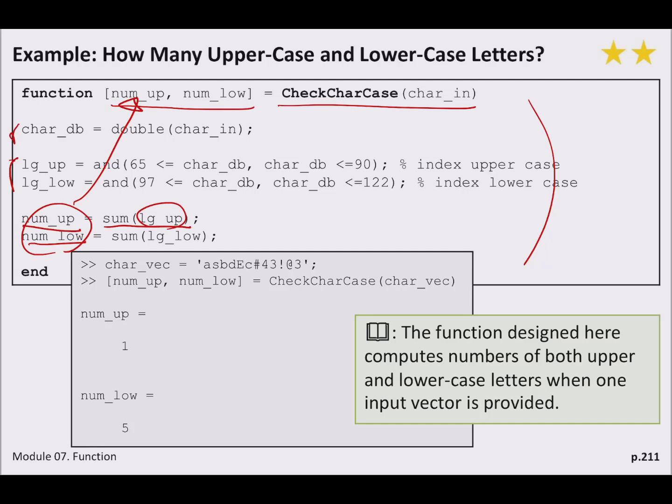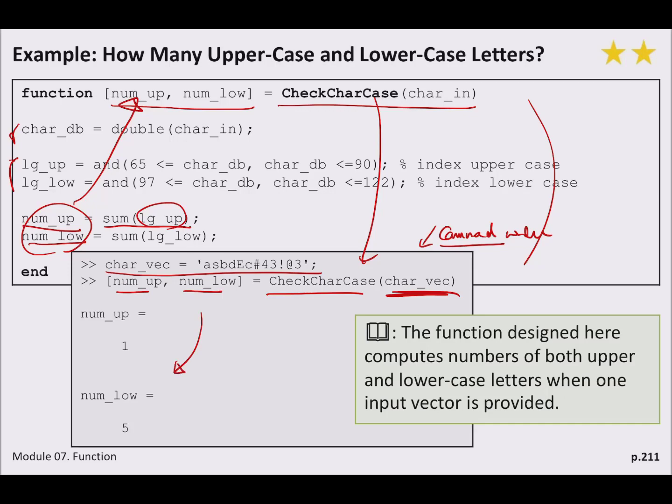Does it make sense? So here, this is the command window. We can call the function in the command window as well. We define the character vector. If we put this character vector here, then we can get these two outputs like this.